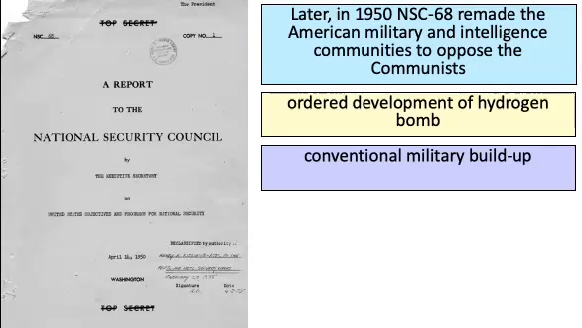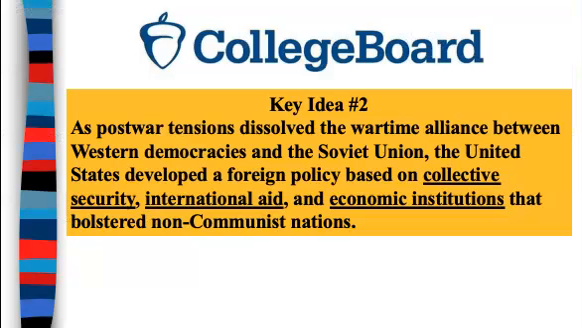Now, this leads us to the ways in which we're going to accomplish those three goals, and that's key idea number two. As post-war tensions dissolved the wartime alliance between the Western democracies and the Soviet Union, the United States developed a foreign policy based on collective security, international aid, and economic institutions that bolstered non-communist nations.